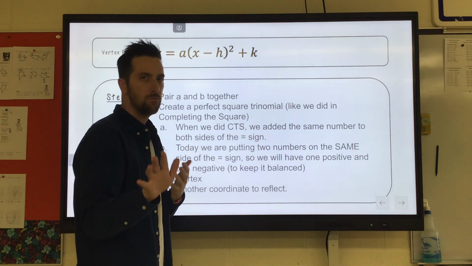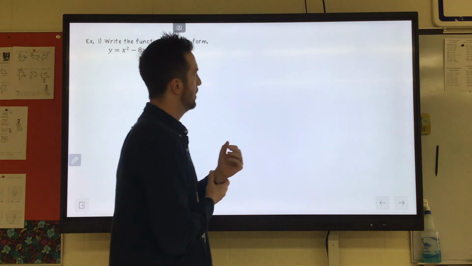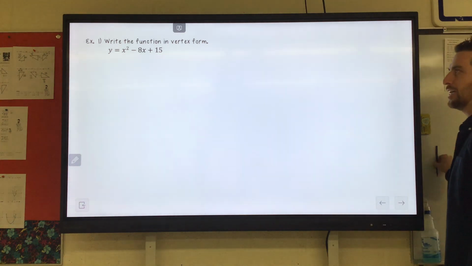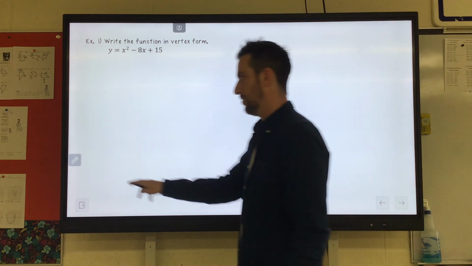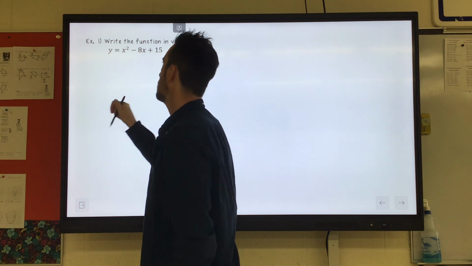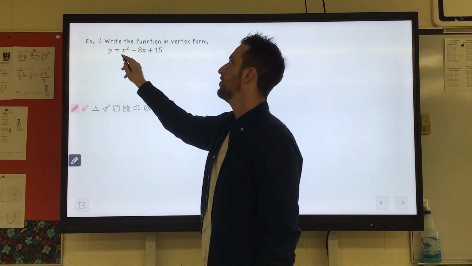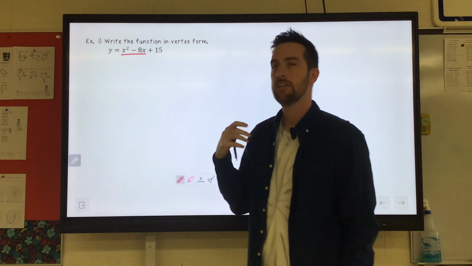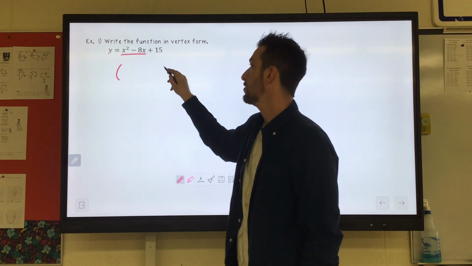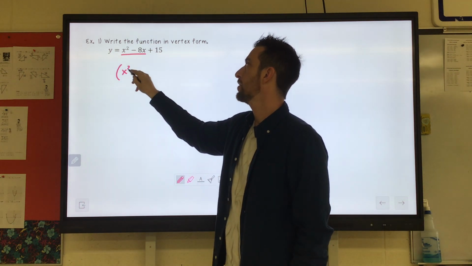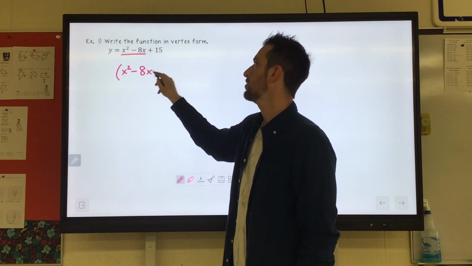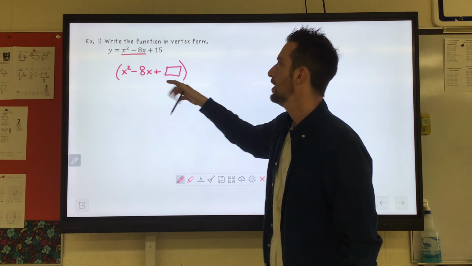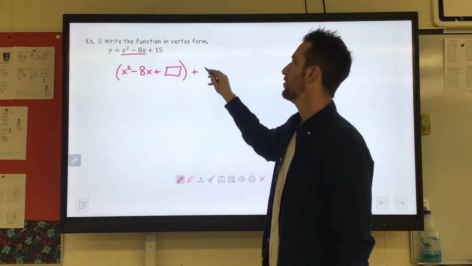So let's try it. We've got 3 examples today. y equals x squared minus 8x plus 15. If we were completing the square, usually you would just have the x squared minus 8x together. So let's go ahead and write x squared minus 8x plus blank. We're going to put that in parentheses. Outside we're going to keep the plus 15.